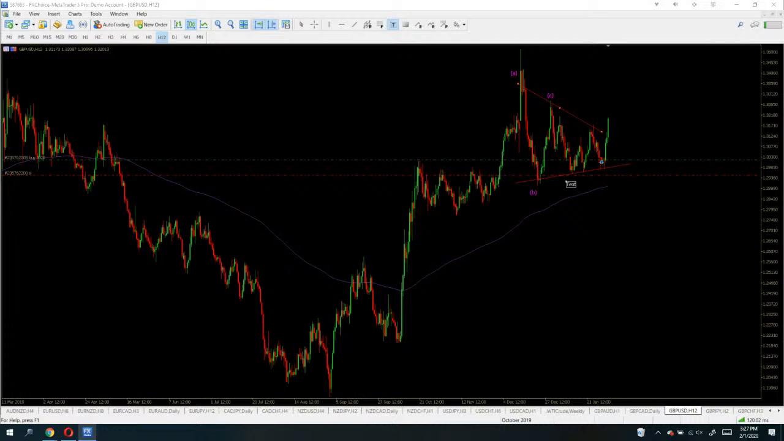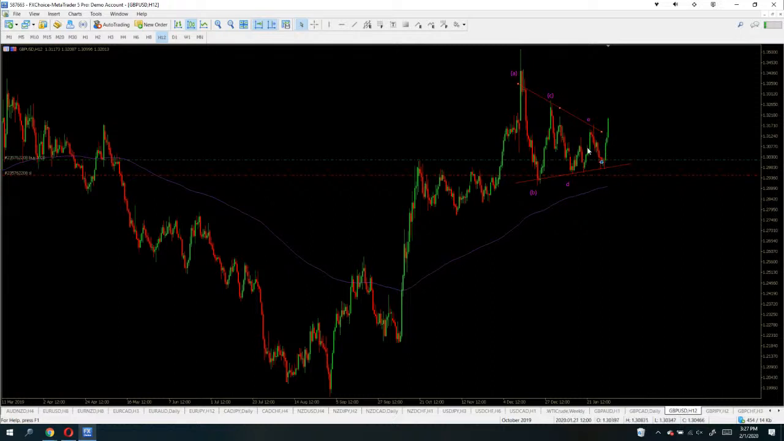And let's see if I can find that color. I don't know what color that is. That's fine, we'll just make it that. Yeah, that's it right there. And then we had a wave E. So there's your Elliott wave triangle right there: A, B, C, D, E, now moving back up.